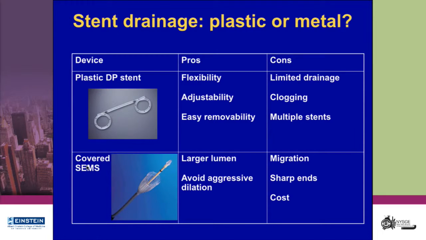A covered SEMS has a larger lumen, and it avoids aggressive dilation. So now we don't have to make that big opening to place just a single delivery catheter. The disadvantages are that this can migrate out. A conventional tubular covered SEMS has no flanges. It has sharp ends, and those sharp ends can cause trauma as the cyst wall collapses down. And obviously, there's the cost issue.